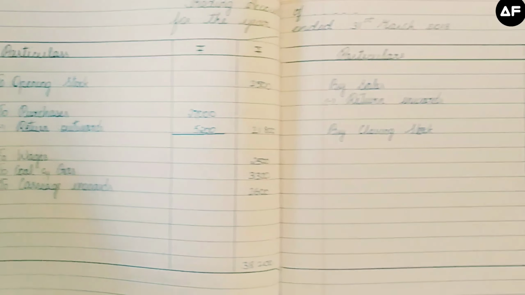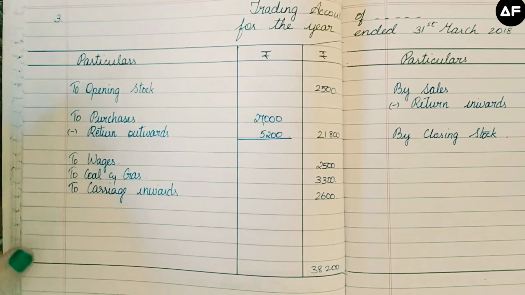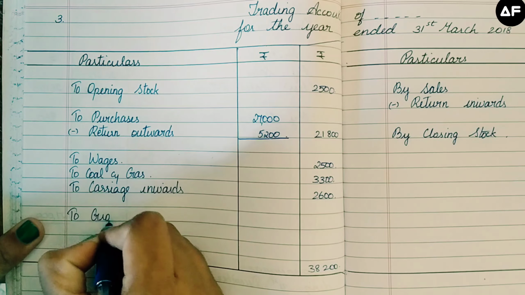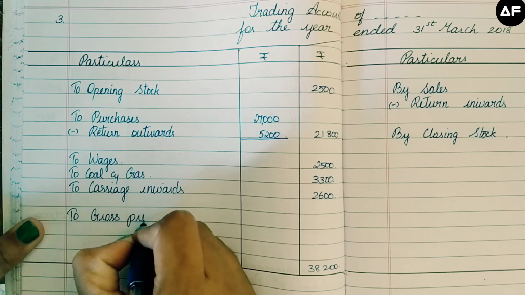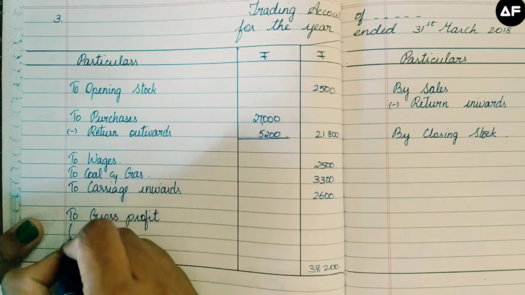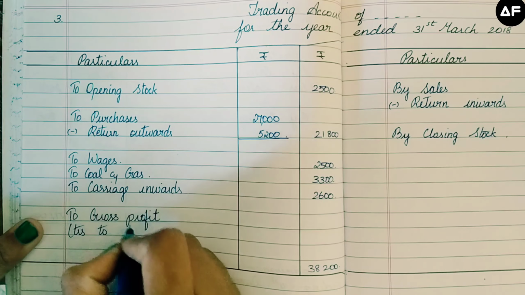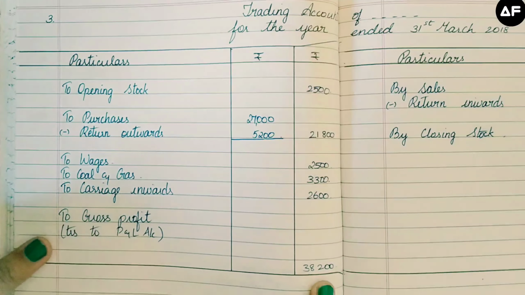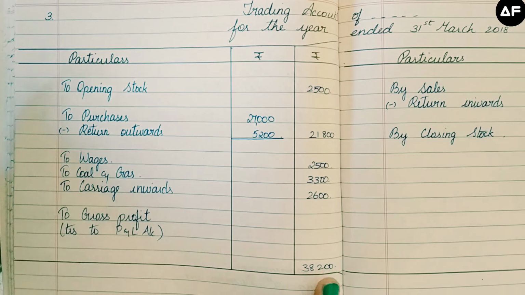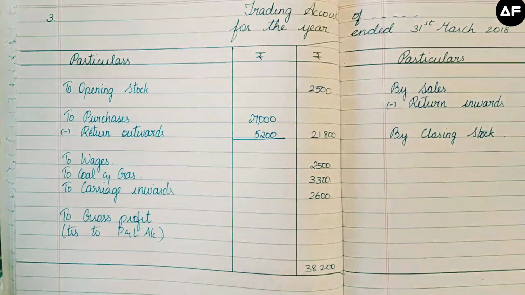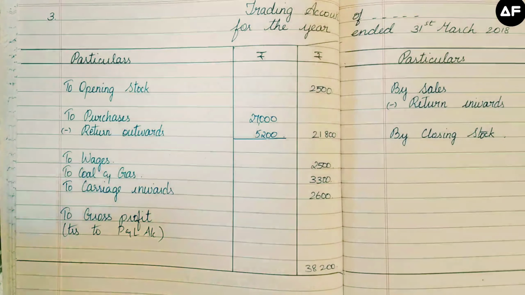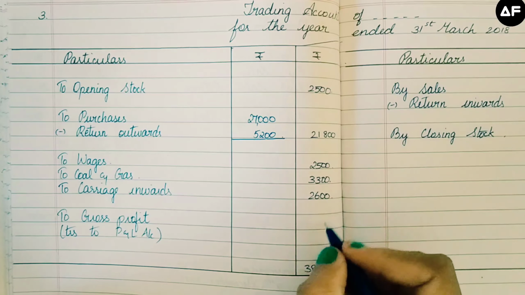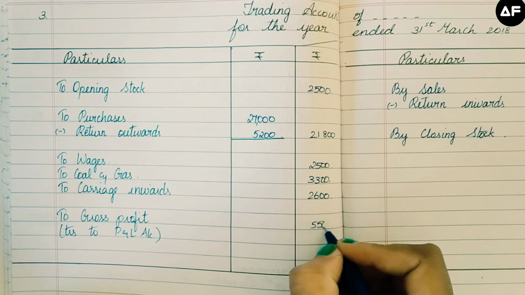Next, we come to the debit side, which has the least total. So the debit side is going to have the gross profit. We're going to record the gross profit on the debit side, which is going to be transferred to the profit and loss account. Here, 38,200 minus 32,700, which is the total of the debit side items, we get an answer of 5,500.